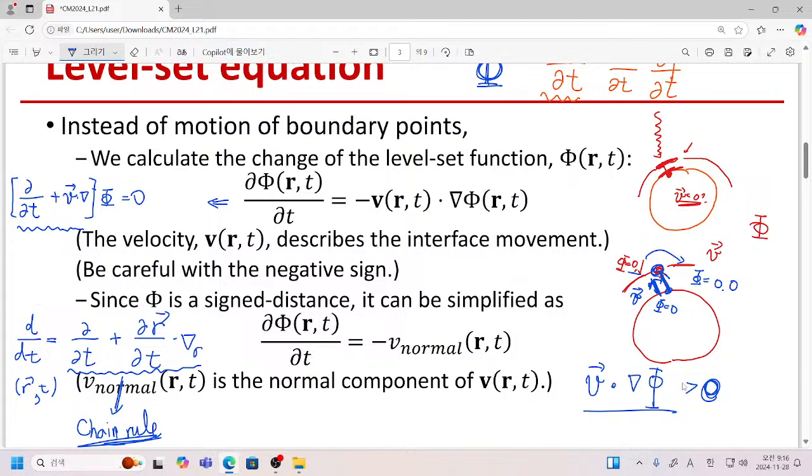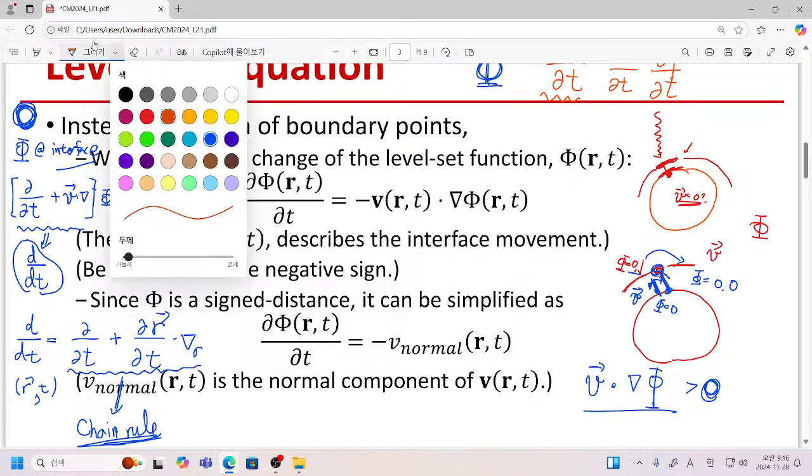So please have a look at this part. This is nothing but the total derivative of our phi function, and if we are observing our phi function at the interface, then what is the value? What is the value of our level set function at the interface every time? It is defined as just 0. So the total time derivative of a scalar value 0 gives us just 0.